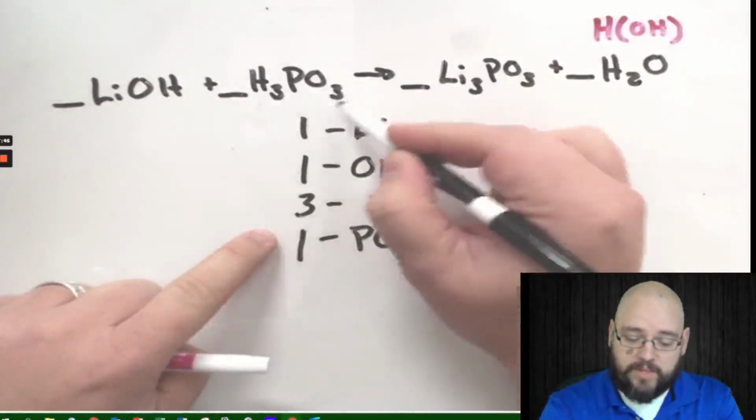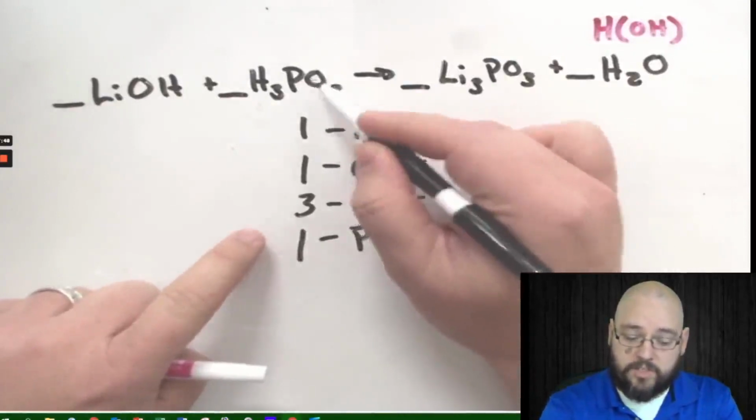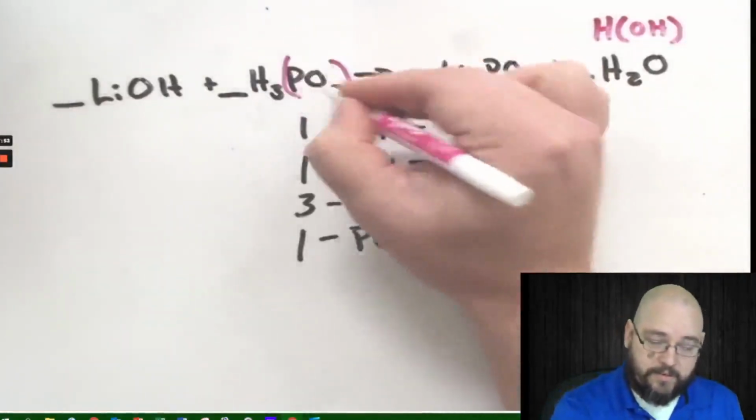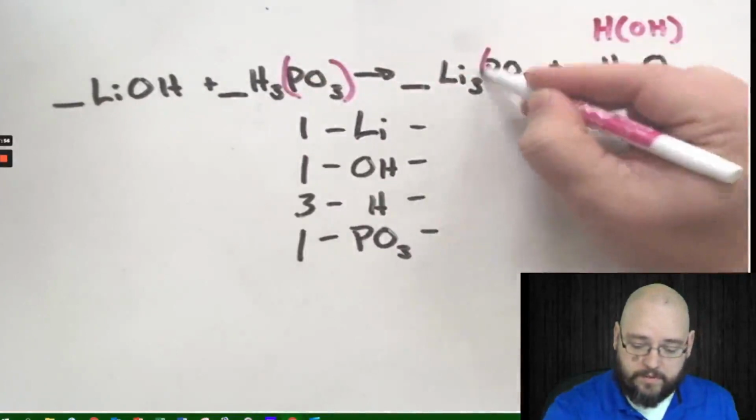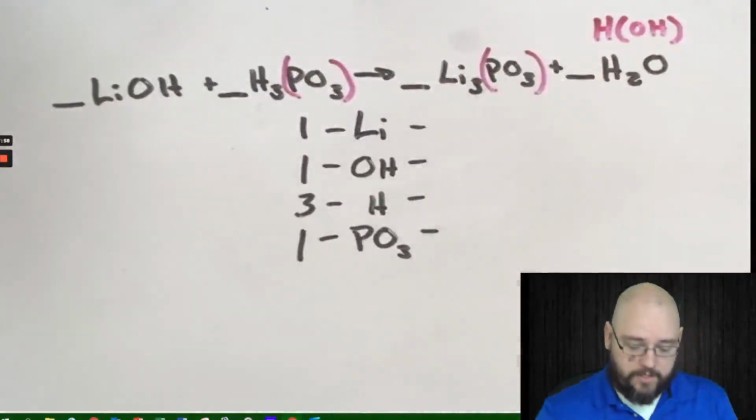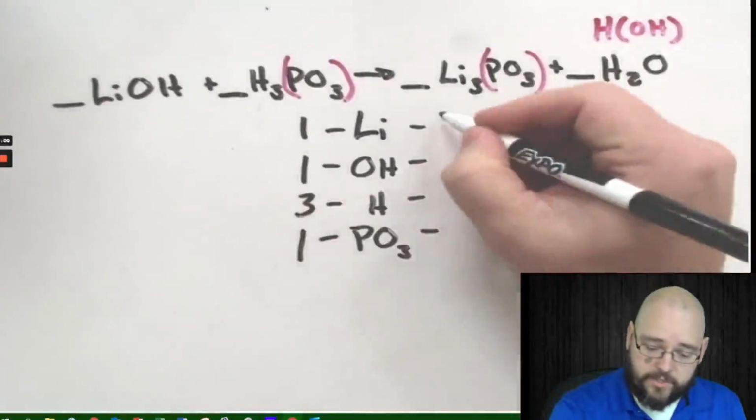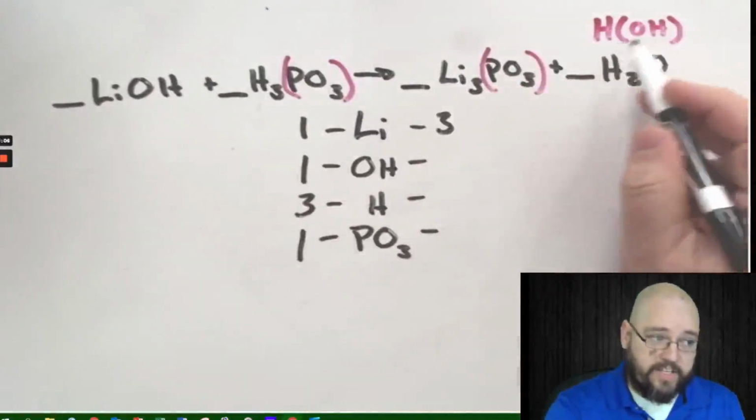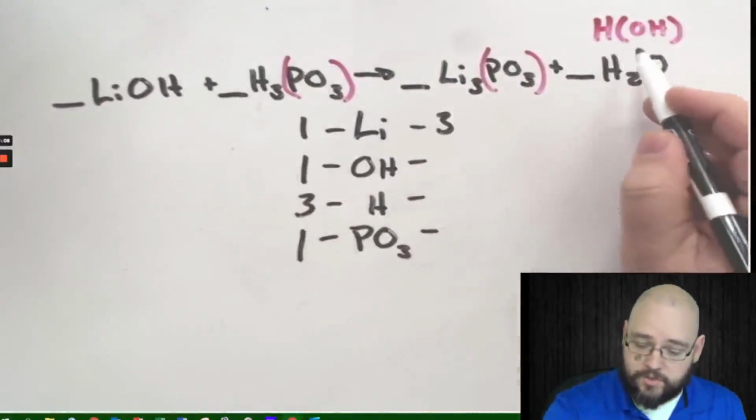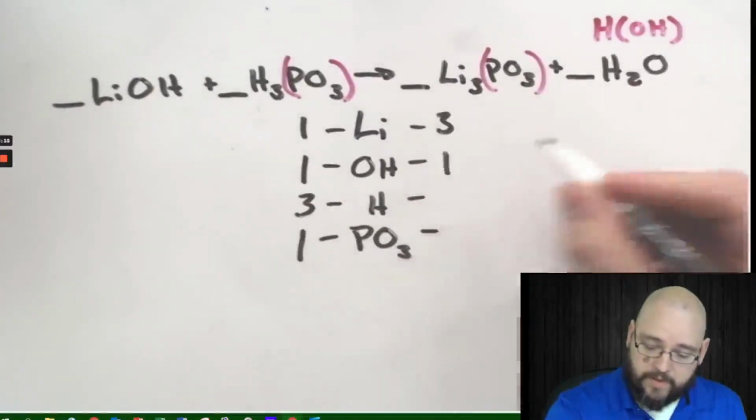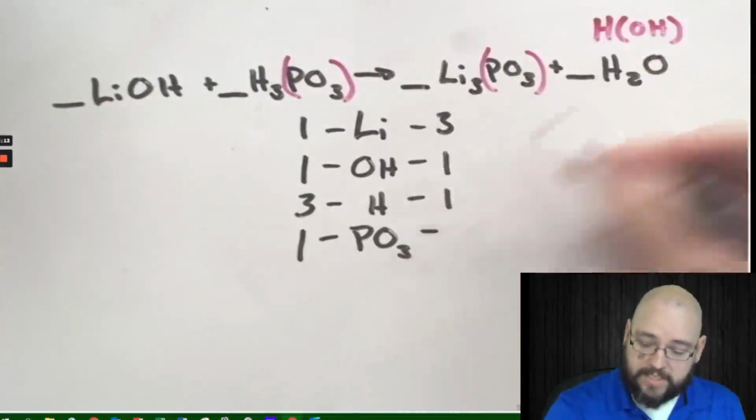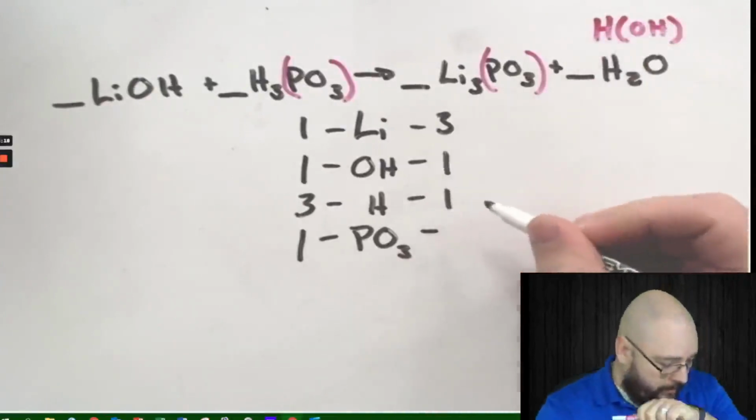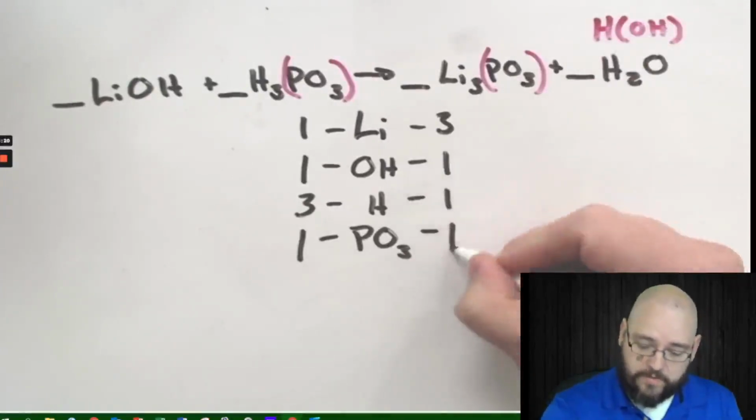Again, a lot of people think that, well, there's 3. No, there's 3 oxygens in that 1 phosphite. So remember, phosphite is a polyatomic ion. There is only 1 phosphite here. So on the right side of the equation, we have 3 lithiums. Remember, I'm thinking of my water as HOH, so there is 1 hydroxide. There is 1 hydrogen. Again, this is the hydrogen that is not part of the hydroxide. And there is 1 phosphite.